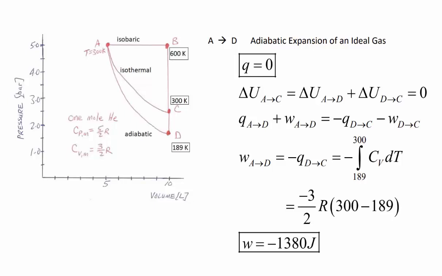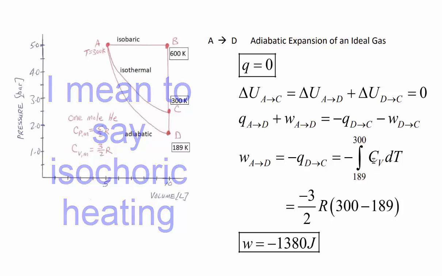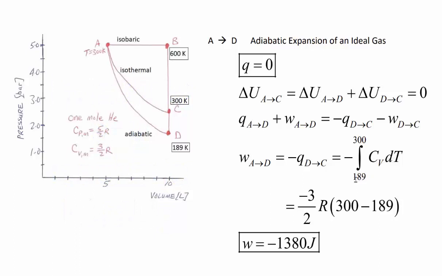Here's what I've determined for this problem. The work associated with the adiabatic expansion will be equal to minus the heat involved in the isochoric cooling from D to C. And I can compute that by just integrating CV dT for that process. The temperature change is 189 to 300. CV is 3 halves. So I have minus 3 halves R, 300 minus 189, to give us very simply minus 1380 joules for this adiabatic process.